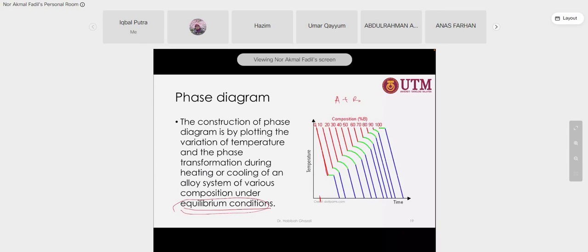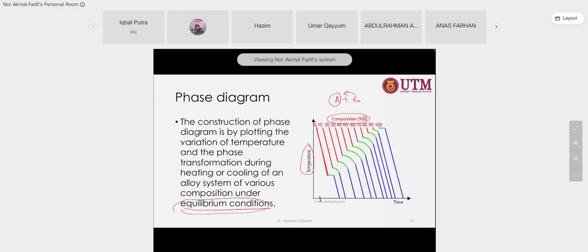A and B elements. So inside A, you add B element to obtain one complete alloy system. For example, you want to mix A and B. You want to see where the limit is, either the temperature or the composition. Remember, when we talk about phase diagram, it involves temperature and composition.